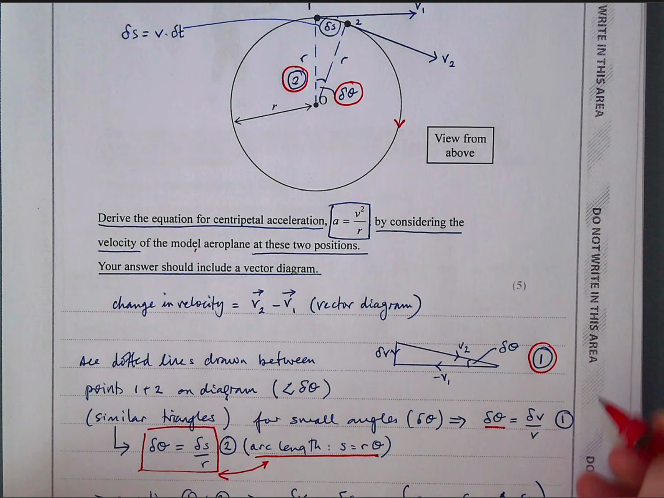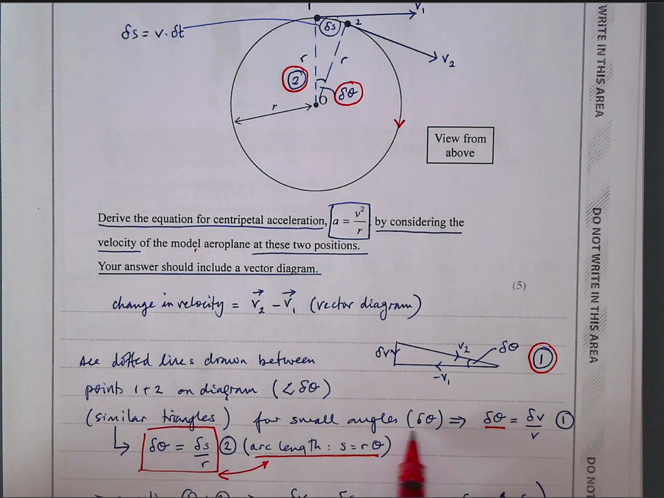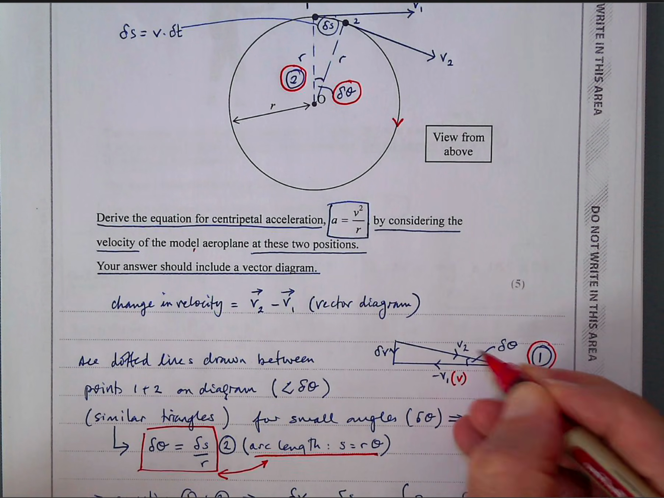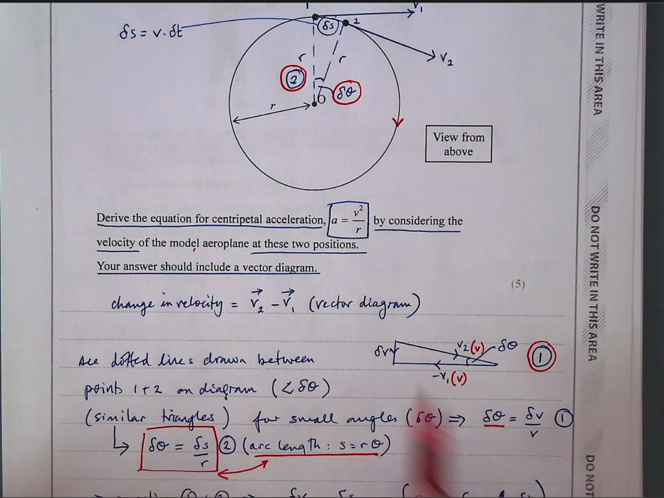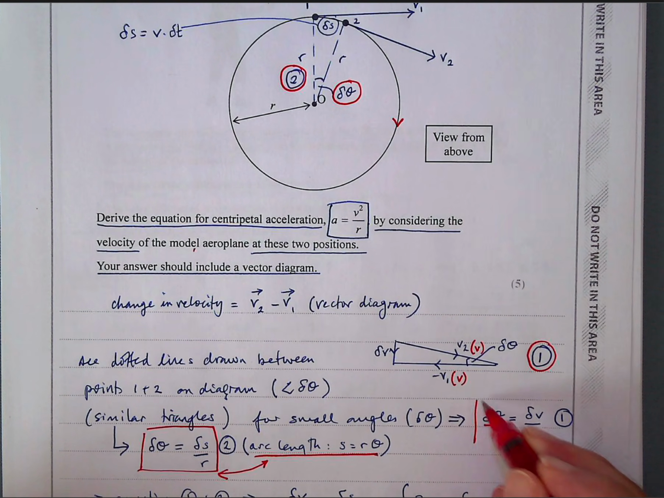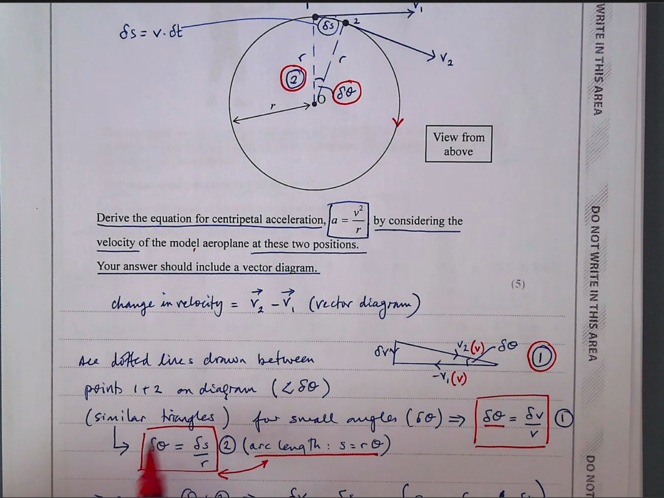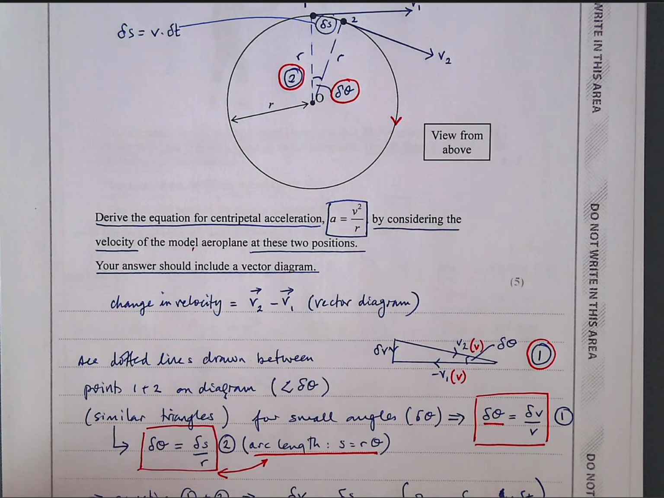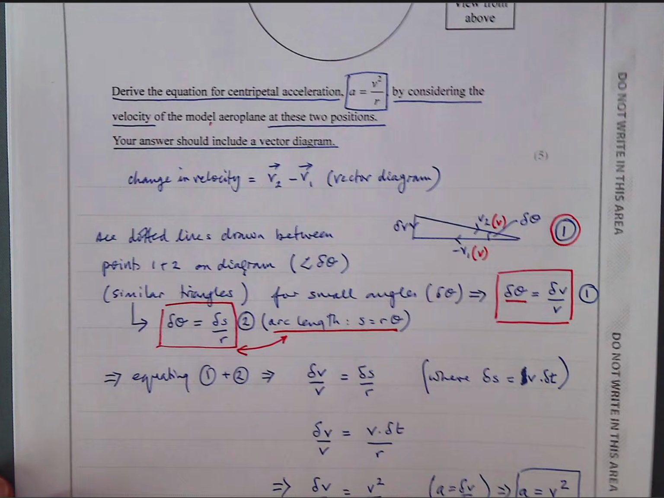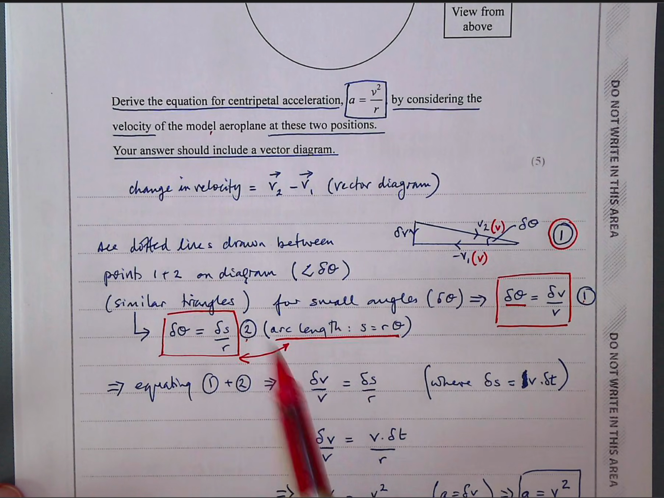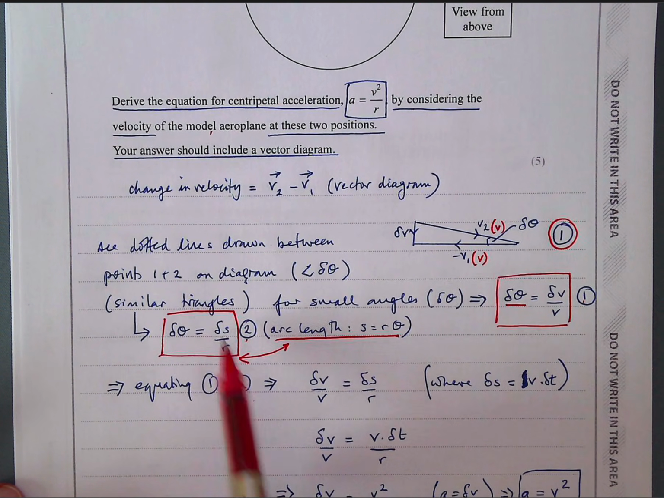Yeah? So then you've got a similar, for small angles, delta theta is equal to delta V over V. Now either of these, or both of these, V1 has a magnitude of V. So delta V over V is also delta theta. So now we've got 2 equations with delta theta in them. One from the vector diagram and one from the situation diagram with the radius and the arc length. Okay, so we have 2 equations. You can now equate equation 1 and equation 2. If you equate them, the 2 delta thetas must be equal.